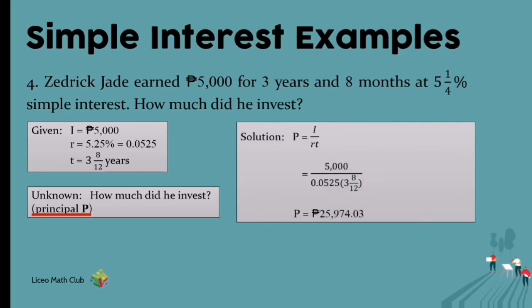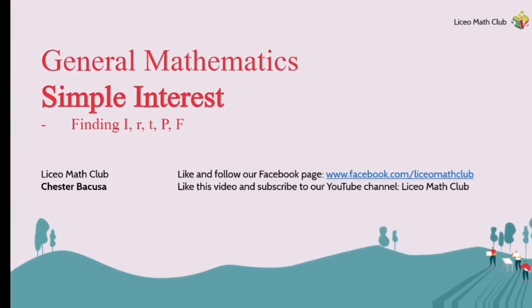In order to solve for the principal, we use the formula interest over rate multiplied by time. Substitute the given values: 5,000 as our interest over rate, which is 0.0525 multiplied by time, which is 3 and 8/12. Simplify and then we have our principal, which is 25,974.3. So that ends our discussion for this video in simple interest.